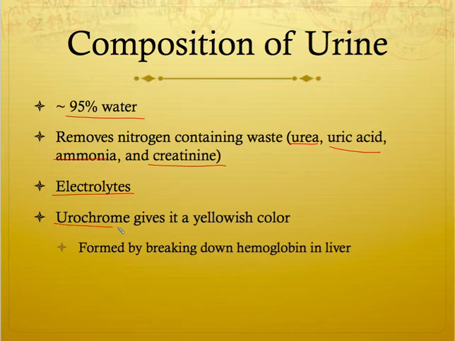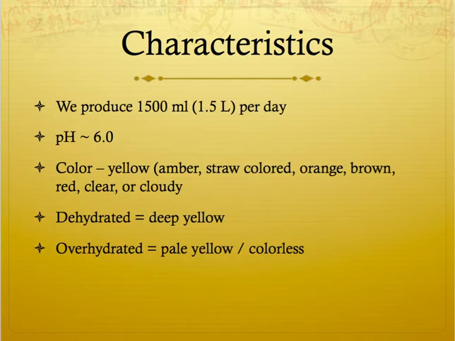There's a substance called urochrome. Chrome refers to color, uro refers to urination. So urochrome is the substance that gives your urine its yellowish color. This is formed by breaking down hemoglobin in the liver. So your liver is partially responsible for breaking down red blood cells, and that's where hemoglobin gets broken down.